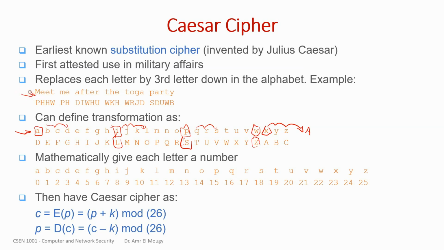If you have a message like "meet me after the toga party," you take each letter in this sentence and substitute it with the third letter in the alphabet. According to the map that we see here, M is substituted with P, E is substituted with H, another E is also substituted with H, T is substituted with W, and so on. And this here is what is called the ciphertext. It's the encrypted text.